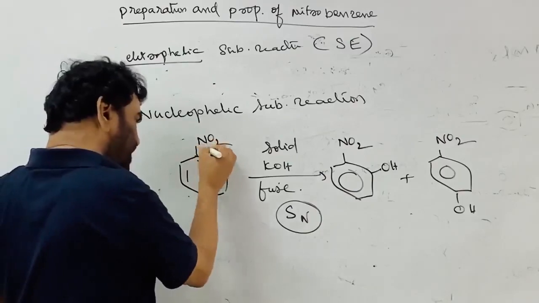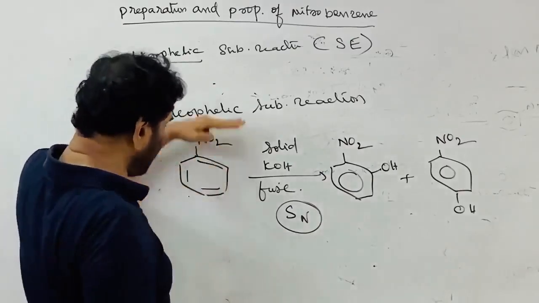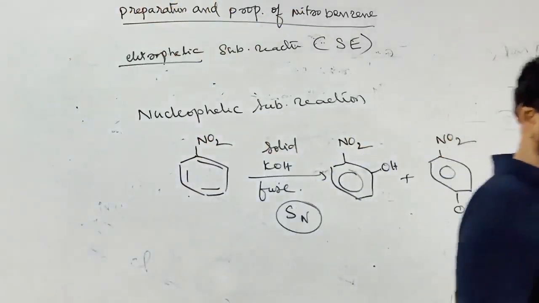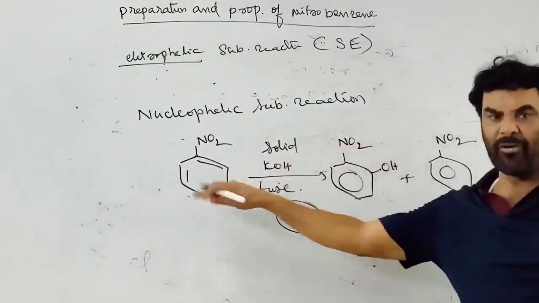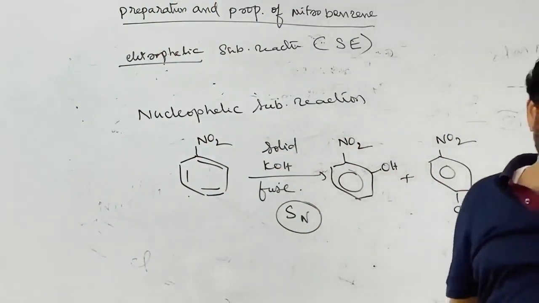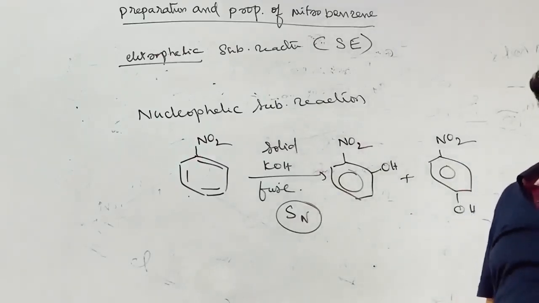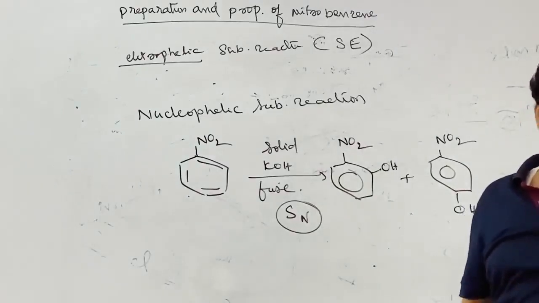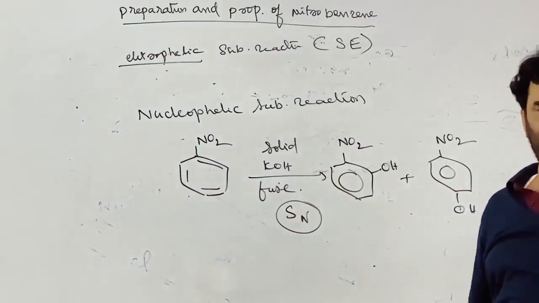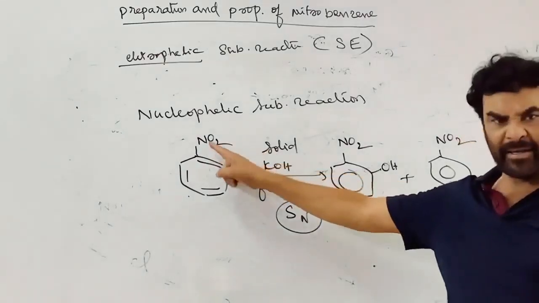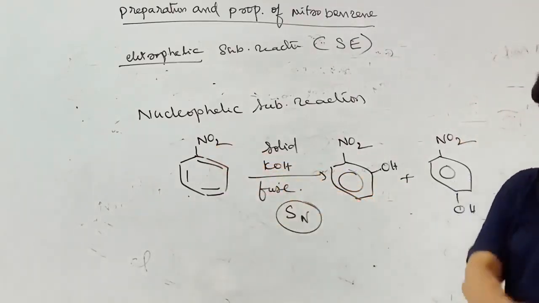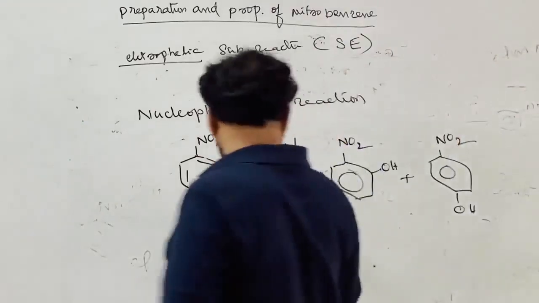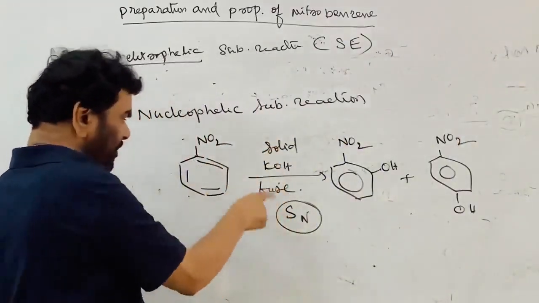See, this is a strong ring deactivator. It is decreasing the electron density over the ring and promoting the nucleophile to approach the ring. We normally say that the nucleophile is repelled by the benzene ring. Nucleophilic substitution is not possible on the aromatic ring because of the electron density. Here what is happening? The NO2 group is decreasing the electron density considerably. So under strong conditions, fused with solid KOH.